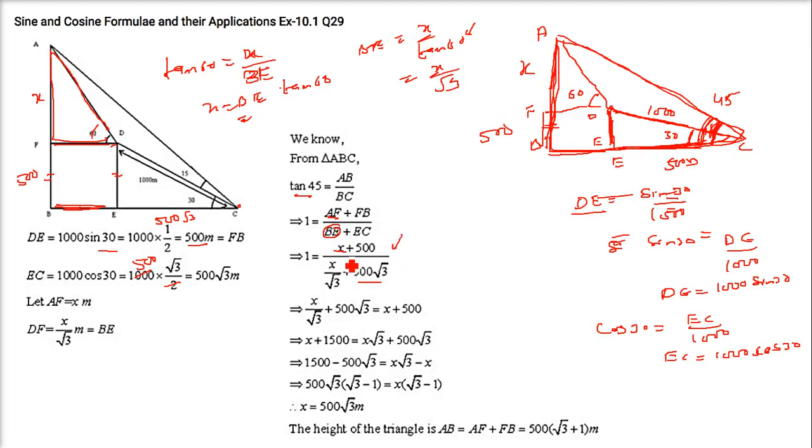Now we need to solve for X. You will get X as 500 root 3. Now the whole height is AF plus FB, that is 500 plus 500 root 3. What do you get? 500 times root 3 plus 1. So this is the height of the triangle.